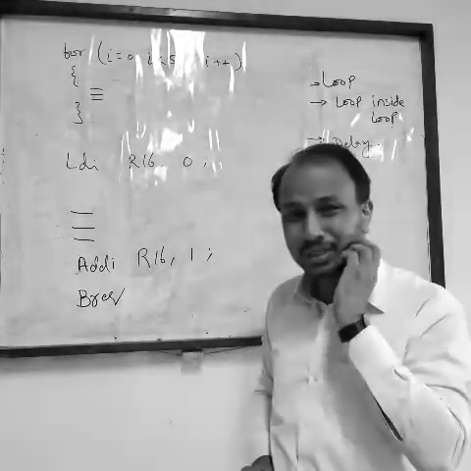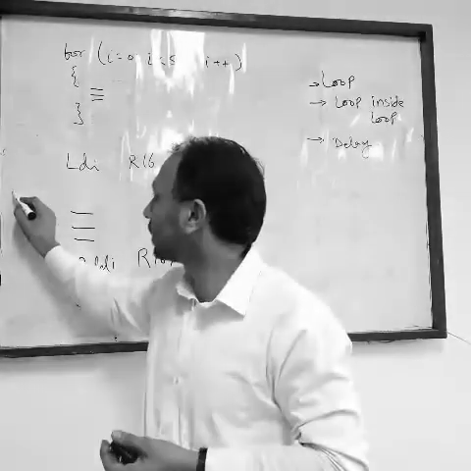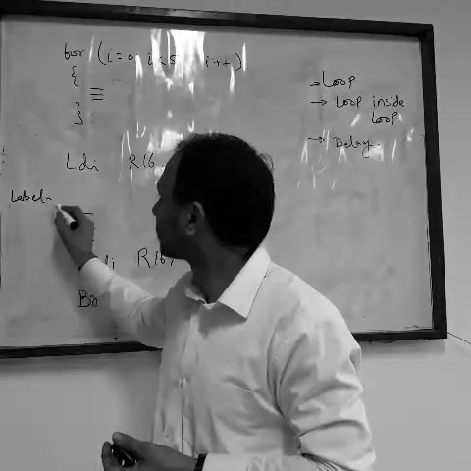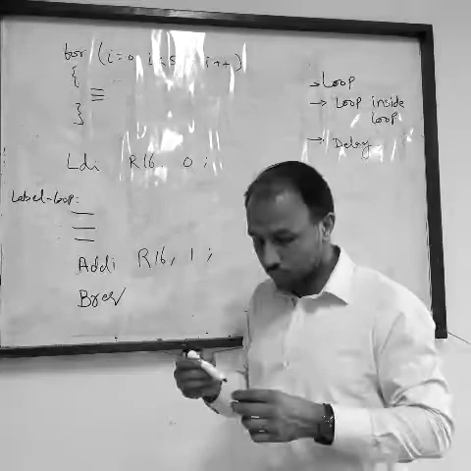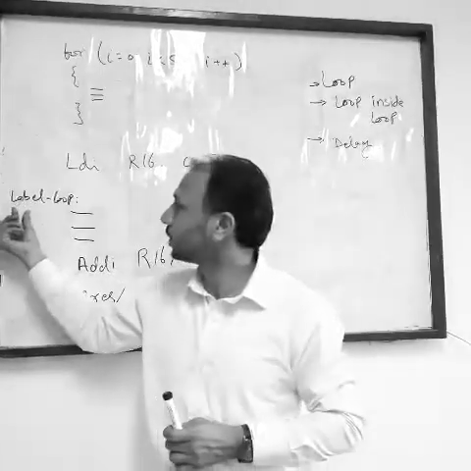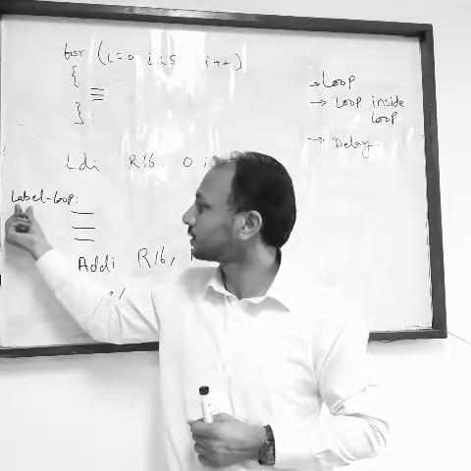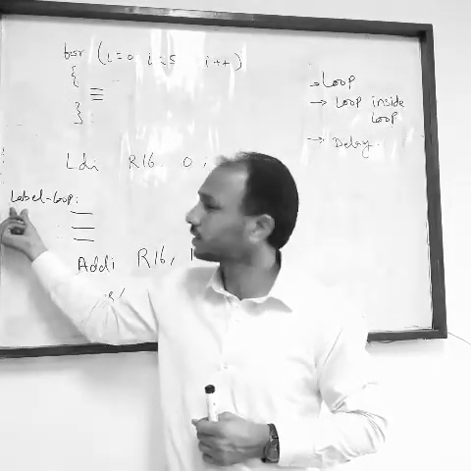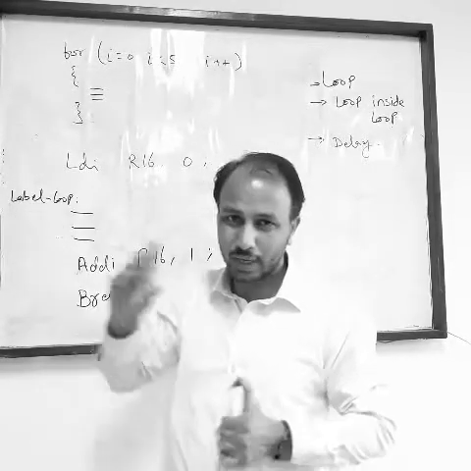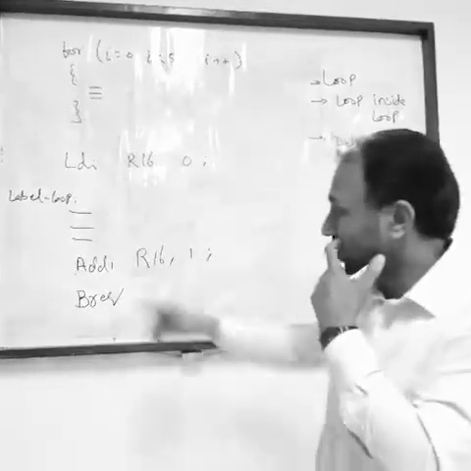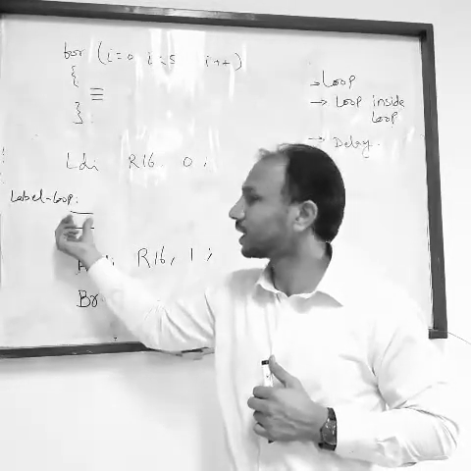How many times? Let's say 5 times. So here I need some label, loop. You can start your label with any alphabet or with an underscore, but you cannot start with special characters or a dash or something like this. So your label has some rules, and there should be a colon after that label. A label is actually the address of this instruction.